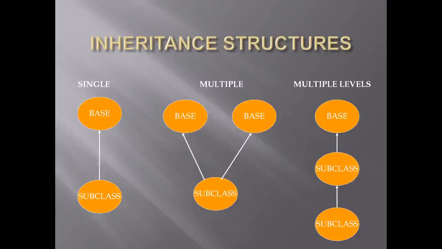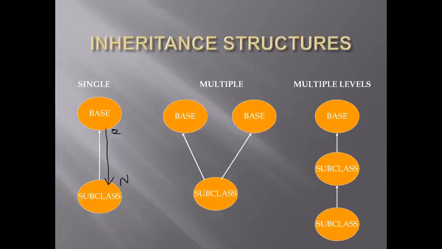So there are again various types of inheritance in this: single inheritance, multiple inheritance and many. So there are various ways to inherit the classes. Base class is the class which is already existing. Subclass is a new class. This is the existing class and this is the new class.